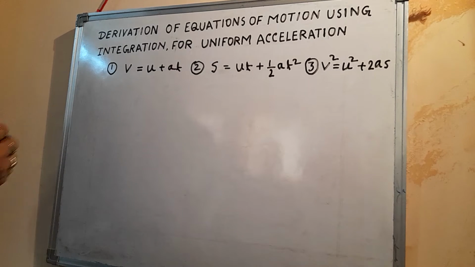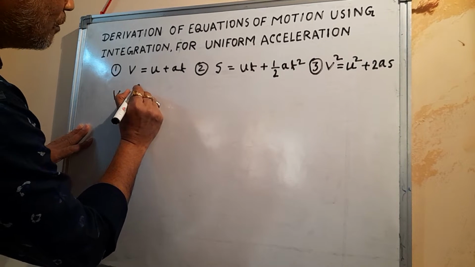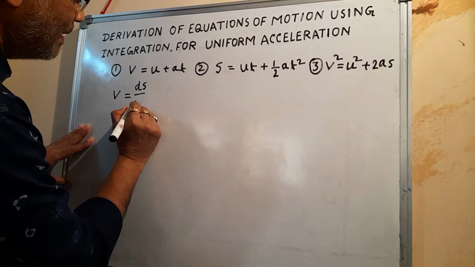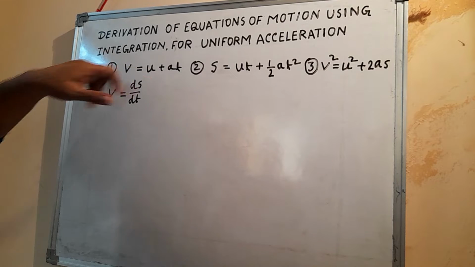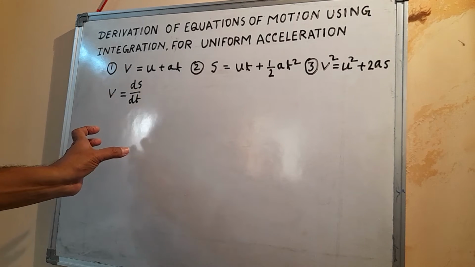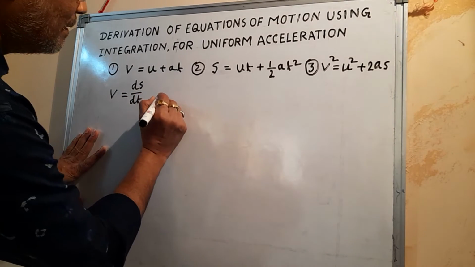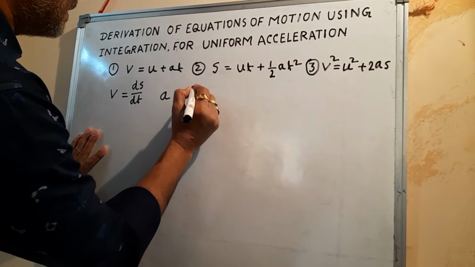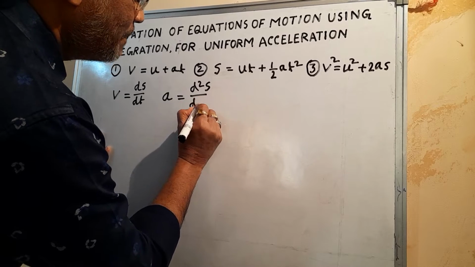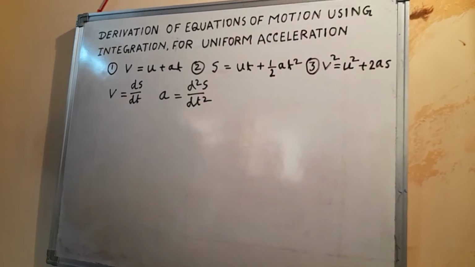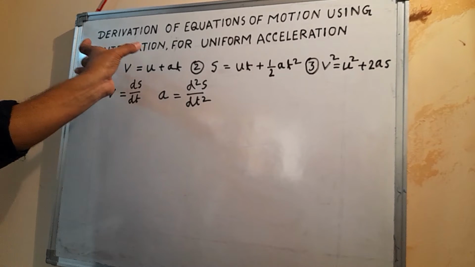We know the velocity V is represented by differentiation: V equal to ds by dt, that is, velocity is displacement divided by time taken. Similarly, acceleration is equal to d2s by dt2, the double differentiation of s. With the help of differentiation and integration, we will derive these formulas.